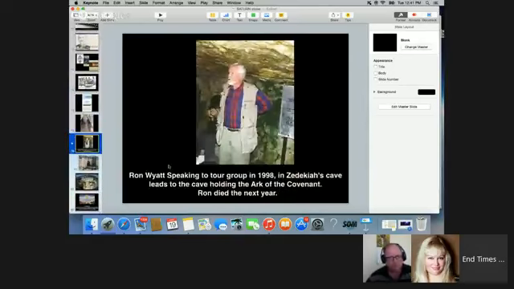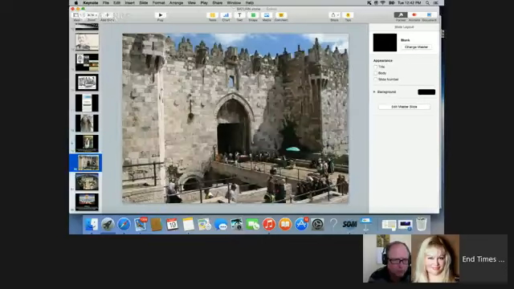This was Ron Wyatt, and he was speaking in this cave, and he says that he found the Ark of the Covenant and did blood samples. But he died the next year, and then the Ark of the Covenant was supposedly not there anymore inside of the walls. I guess there's some text that says so.